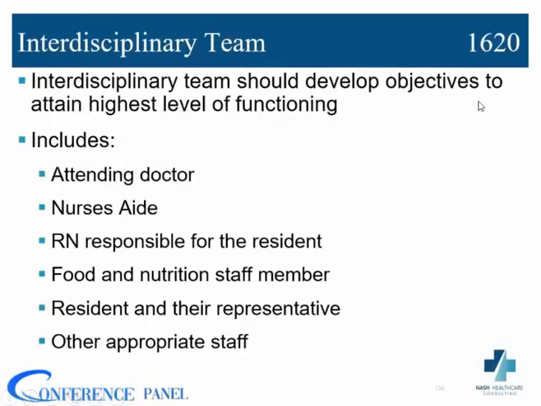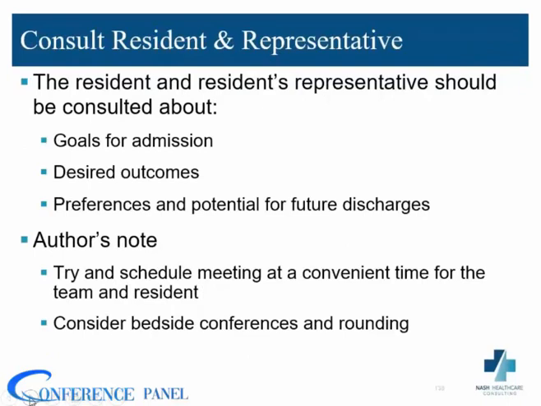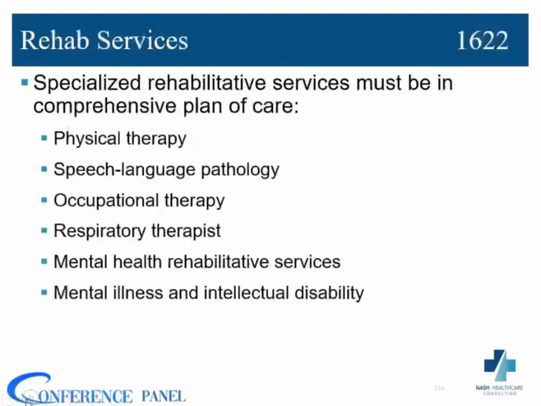You want to include the interdisciplinary team. 1620 is the tag number in critical access. The resident's representative should be consulted about any goals, any desired outcomes, and then preferences and potential for future discharge. Try and schedule meetings at convenient times for both the team and the resident, and consider bedside conferences and rounding. If they have any specialized rehab services, that's part of the plan of care. Obviously, 1622 is again the critical access hospital manual.